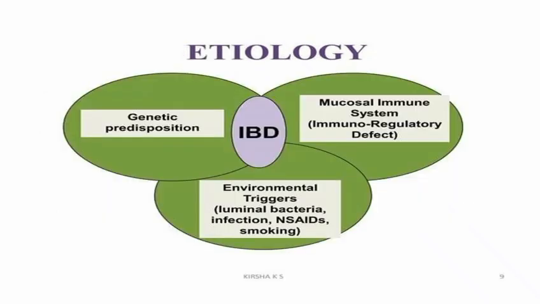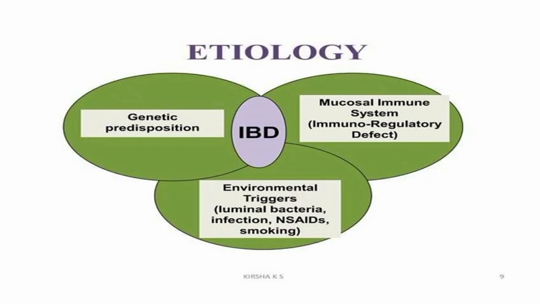This is the etiology. Etiology means causes. What are the reasons for the inflammation of this digestive tract? First one is genetic predisposition. So it is like genetic conditions, so that the genes may travel through families. If the parents or their grandparents are affected by such diseases, it may transfer to their children through genes. So it is a genetic predisposition disease.